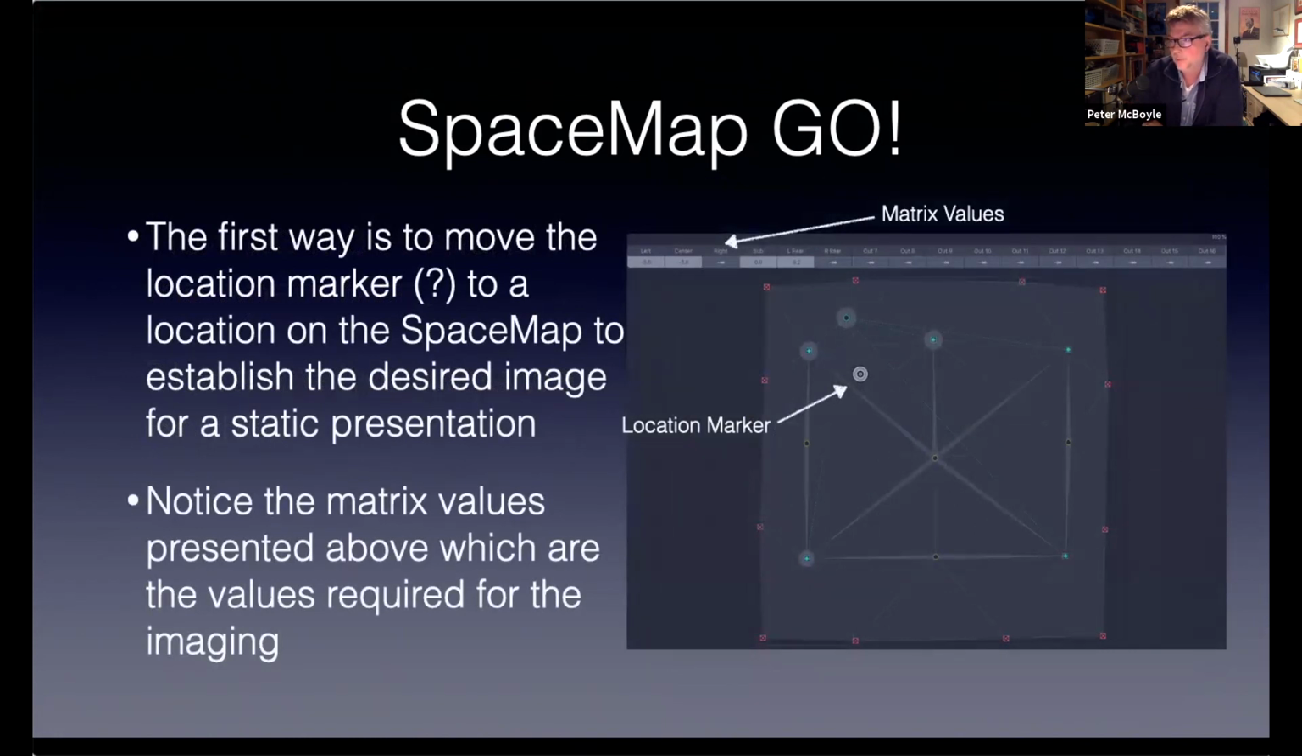I can't remember whether this is the official Meyer term, but it's something along those lines, to a location within the space map. And then you can see in the matrix value across the top of the window there, you can see values left, center, nothing in the right, sub, left, rear. Basically, as you move that location, you'll see it when we look at it on the app. As you move it around, you'll see those values change.